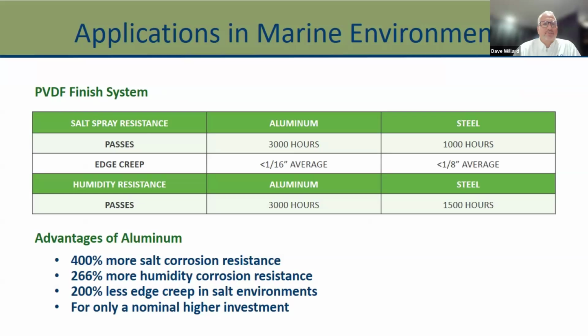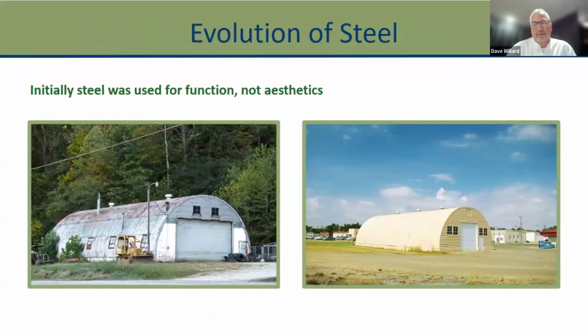And these are just some of the stats that prove that. Aluminum has 400% more salt corrosion resistance than steel or galvanized steel. So it does pose a better work life than steel in those coastal environments. Now, initially, steel was used for function, not necessarily aesthetics. It was easy to put up.